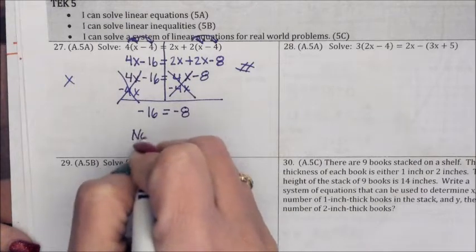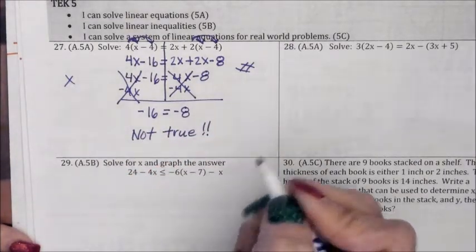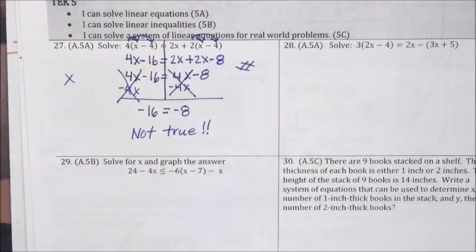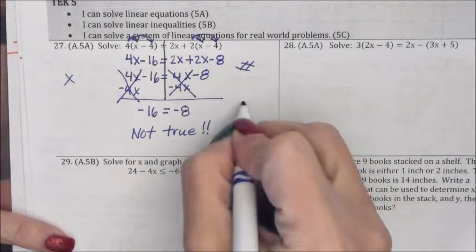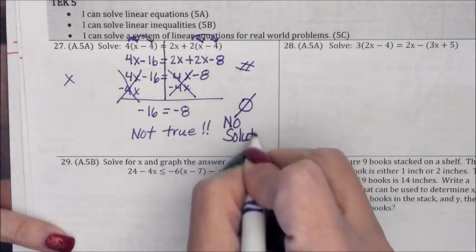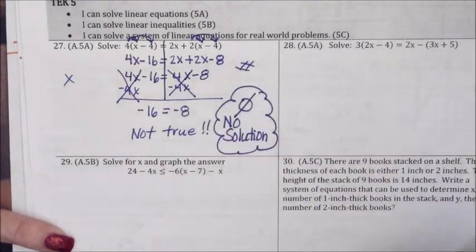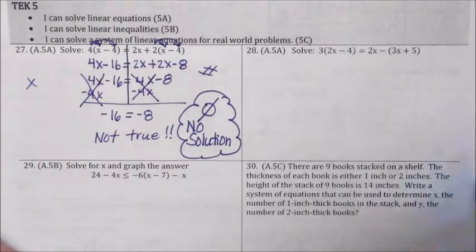That is not true. That is what we call false. So if it's not true, that means nothing would work. No number that I put in there would ever work. If nothing works, I say there's no solution. This equation has no solution to it. I can't solve it. All right, let's try the next one.